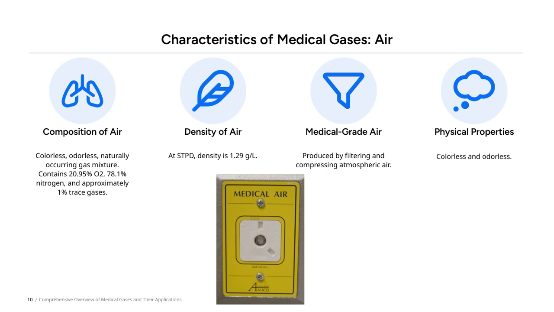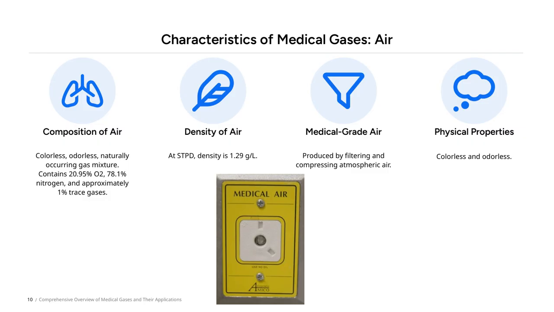Now, considering its density, at standard temperature and pressure conditions, or STPD, air has a density of about 1.29 grams per liter. This measurement is significant because it affects how air flows through equipment and impacts respiratory therapy.